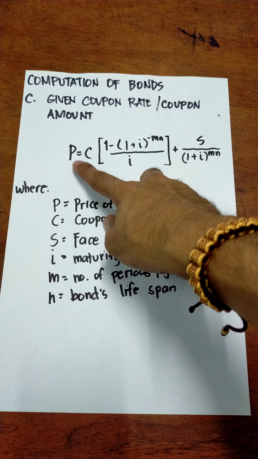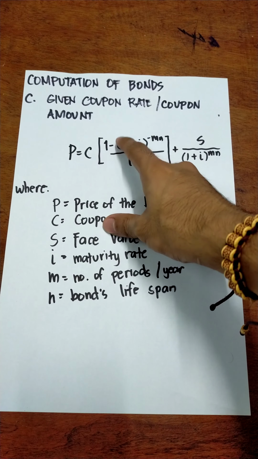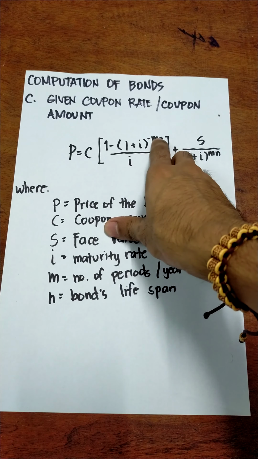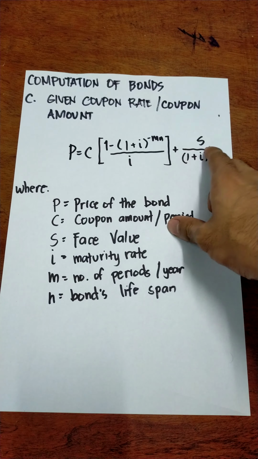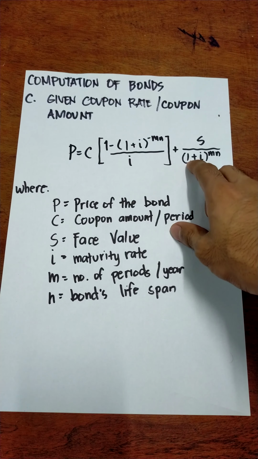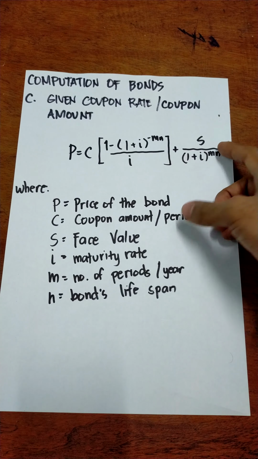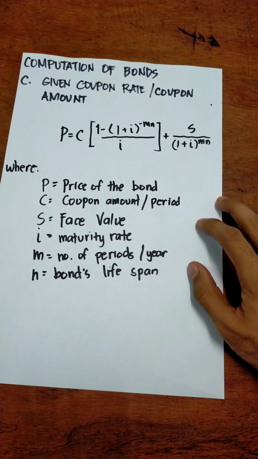So, we have P is equals to C times the quantity of 1 minus the quantity of 1 plus I to the negative n times n power over I plus S divided by the quantity of 1 plus I to the m and n power. So, medyo komplikado nga sabi ko. And every variables meron siyang meaning.